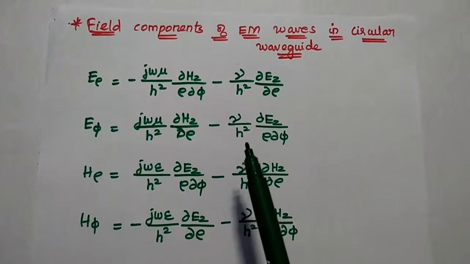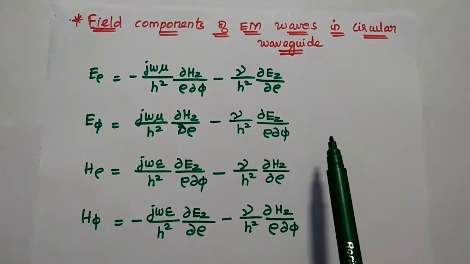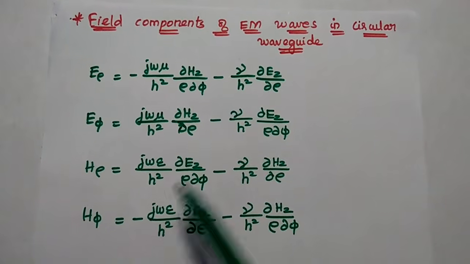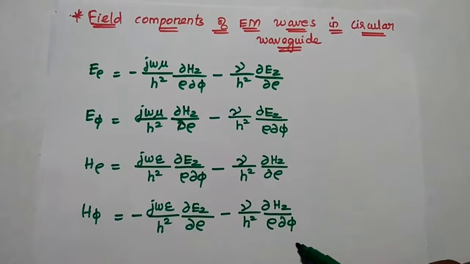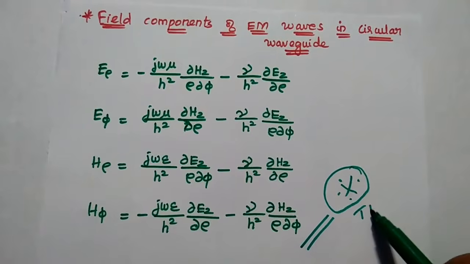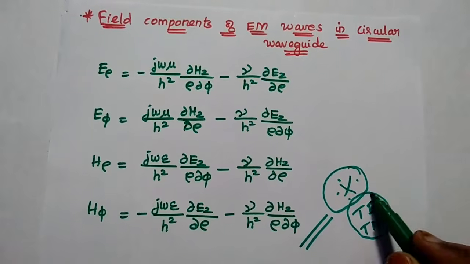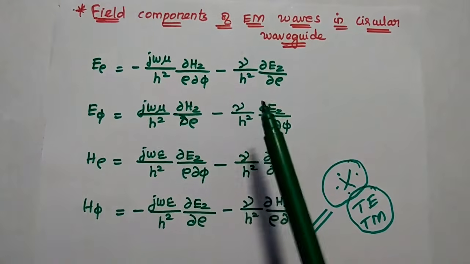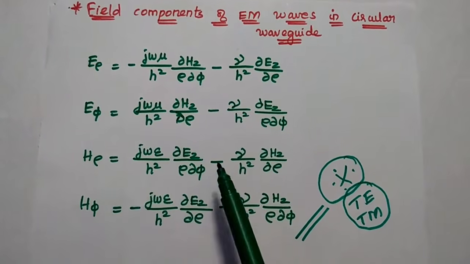Finally, we have derived all the field components of electromagnetic waves in circular waveguide: Eρ, Eφ, Hρ, Hφ in terms of Hz and Ez. Okay, so these four equations are very important to find out transverse electric and transverse magnetic field components in circular waveguide. So all these field components have the second term as minus γ/h². Okay, you have to remember these things.